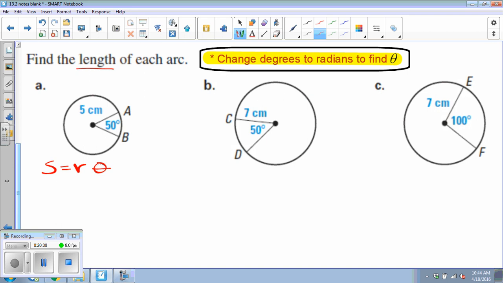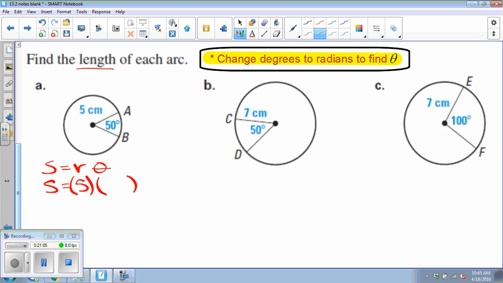Now, let's fill in the information that we need to find the arc length. Well, I need the radius. What's the radius? 5. And I need theta, the angle measure in radians. They don't give it to me in radians. They give it to me in degrees. So you have to change 50 degrees to radians before you can plug it in right here.